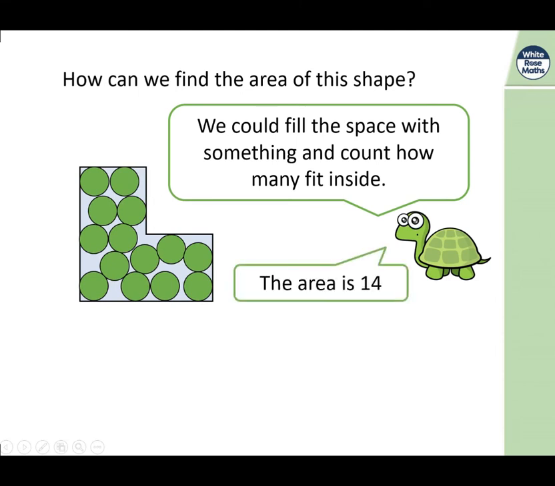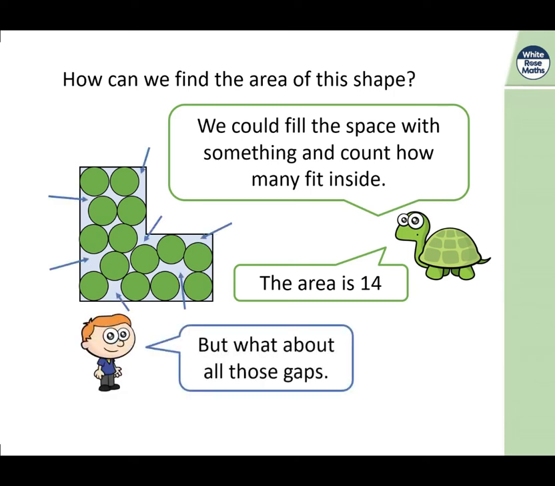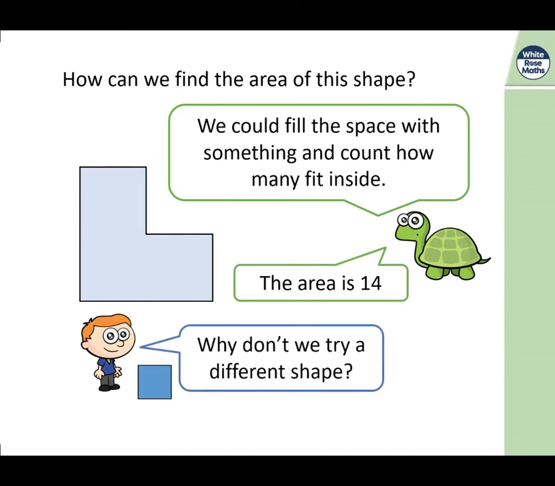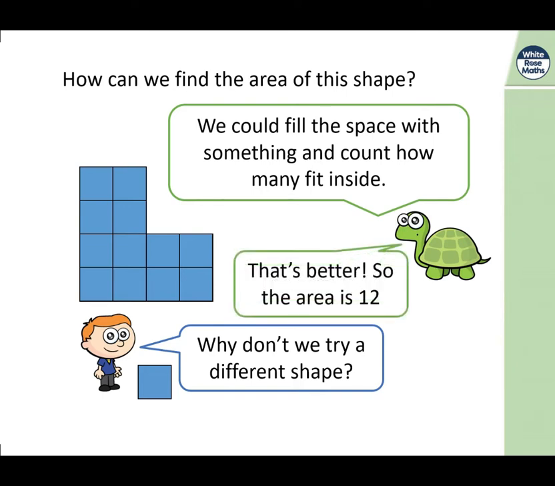So Tiny's put some circles inside the shape. There are 14 circles, so he thinks the area is 14. What do you think? Here's Ron to help. Oh, Ron's right. He's saying, what about all those gaps? Have you got any suggestions then, Ron? Well, yeah, we could try a different shape. Good idea, Ron. Yes, that's better. So the squares are in the shape now. There are 12 squares, so the area is 12. Good work.